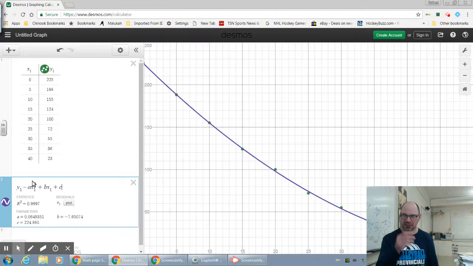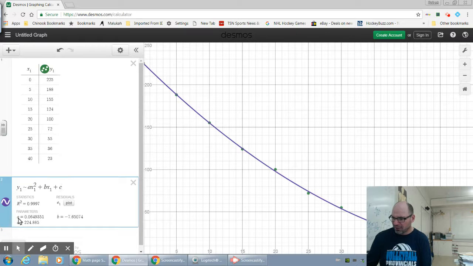Now you can see it's trying to go through all of the points there. Down here, this is your equation that you're approximating. A quadratic always has a squared term, an x term, and a constant, even if there's zeros. And don't worry about this, this is just some statistical data we don't need. But here are the parameters of A, B, and C.